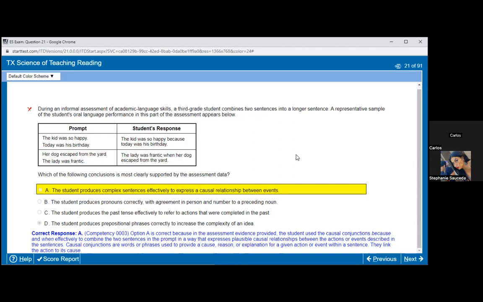And the key word and phrase that you could have used to say to yourself, well, actually they kind of use it in other areas too, so that was a tricky one. But the academic language skills, the assessment of academic language skills, so it's your assessment of causal conjunctions and their ability to use them. Because, when.